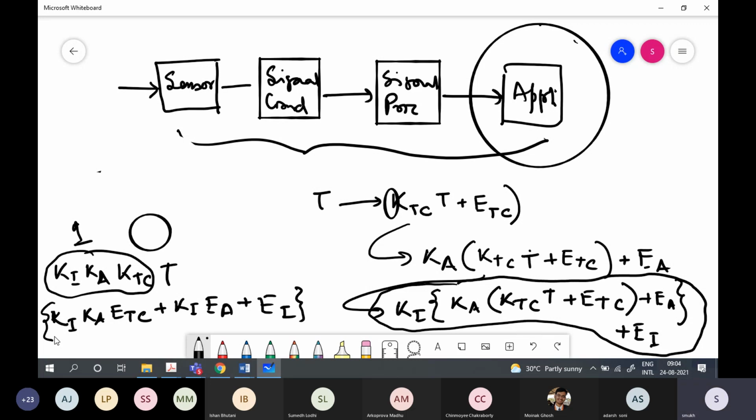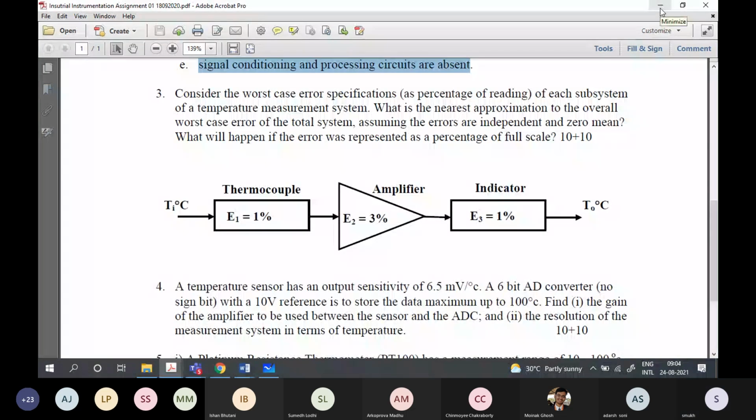So that is why my question: if Ki and K are given, then KTC can be calculated, because Ki, K, KTC is 1. But if Ki and K are not given, can we calculate this? That's why I got a doubt. So do you agree? What do you think?